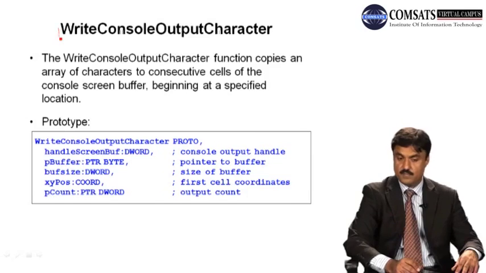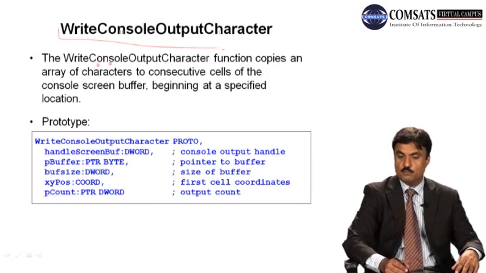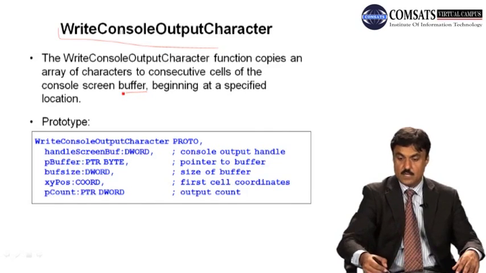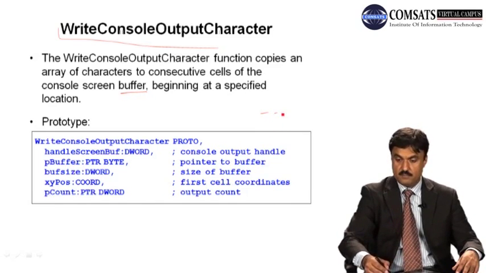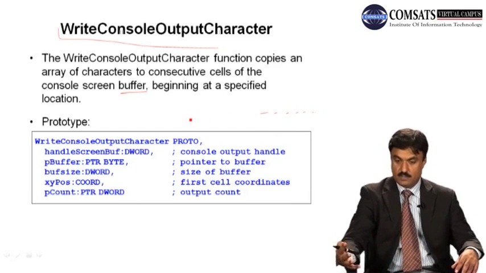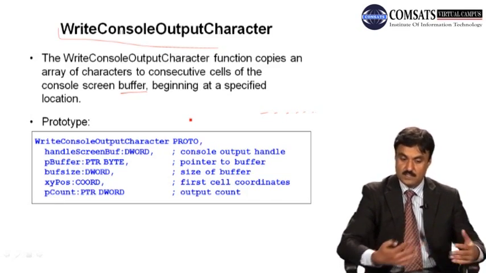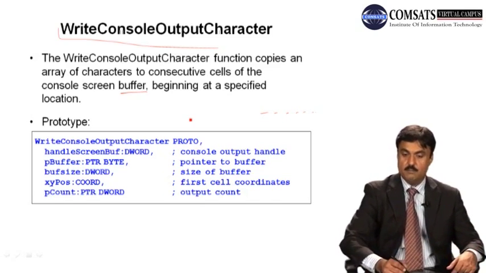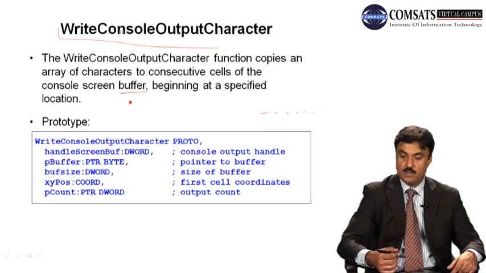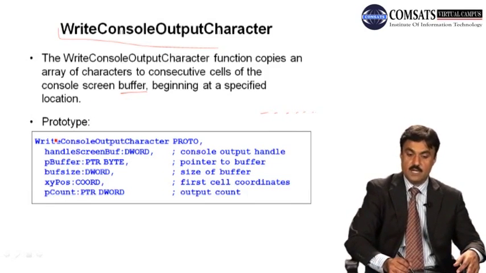Now this is the WriteConsoleOutputCharacter. So what is this one? This function, the WriteConsoleOutputCharacter function, copies an array of characters to the consecutive cells of the console screen buffer. So inside the output buffer, we just copy the values of a byte array of characters, beginning at the specified location. So we have to define the specific location where the information will be written. So here is the WriteConsoleOutputCharacter.